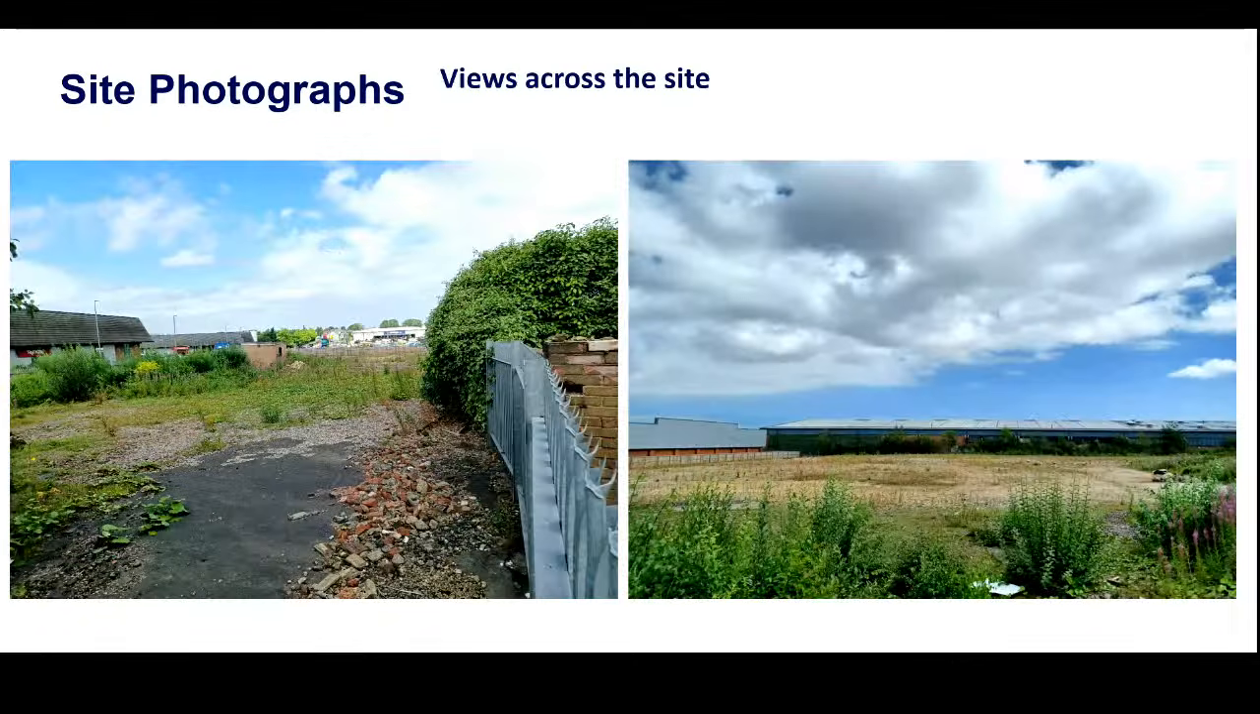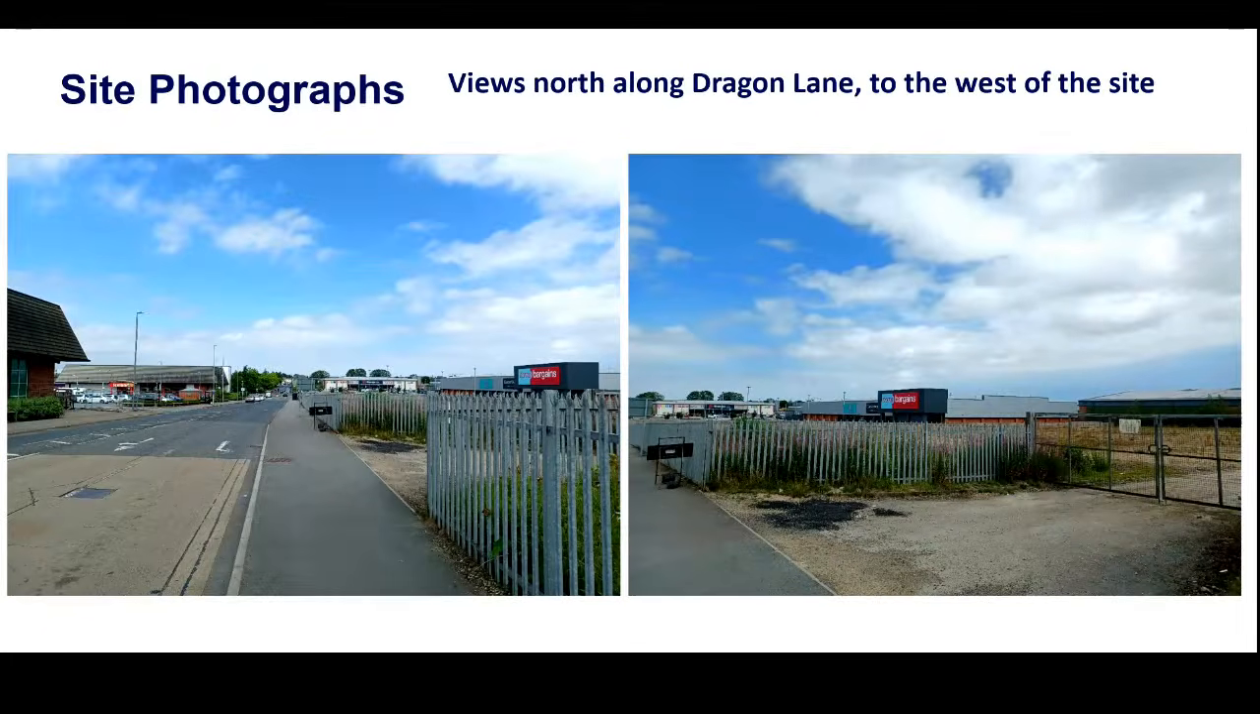And these are some photographs of the site. So the photo on the left shows the southwestern corner, and the photo on the right shows the centre of the site looking east. And some further photos from the western site boundary. So you've got Dragon Lane on the left-hand side, and then you've got Home Bargains just off to the north.